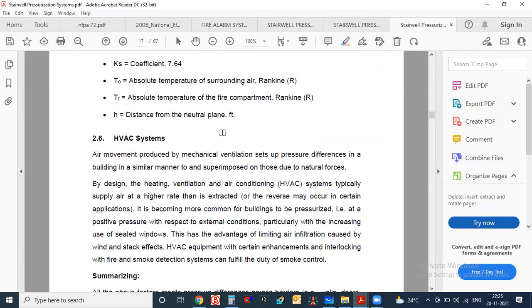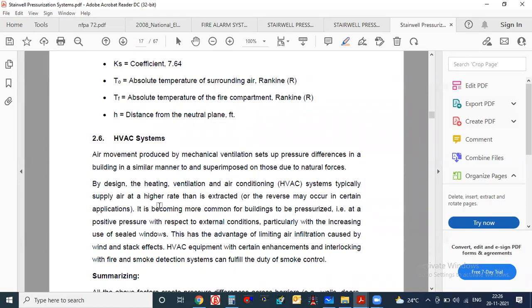HVAC system is also one of the major factors, what you can say, responsible for fire spread as per this data. The HVAC system typically supplies air at a higher rate than it is extracted. Okay. It is becoming more common for the building to be pressurized.